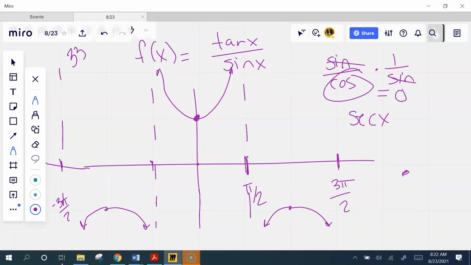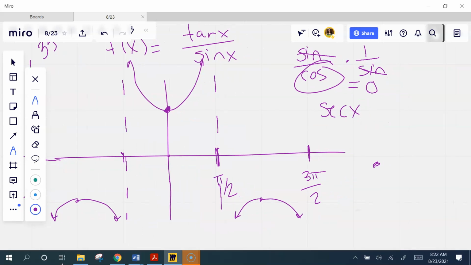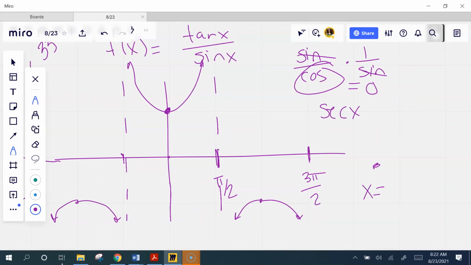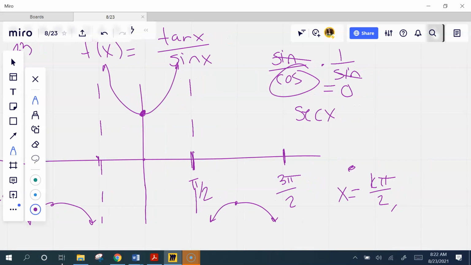All right. So find the vertical asymptotes of the graph. So here are the vertical asymptotes: negative pi over 2, pi over 2, 3 pi over 2. How do you write that? It's like k pi over 2, where k is an odd integer. Yeah, that's perfectly fine. This is a member of, or belongs to, same thing.